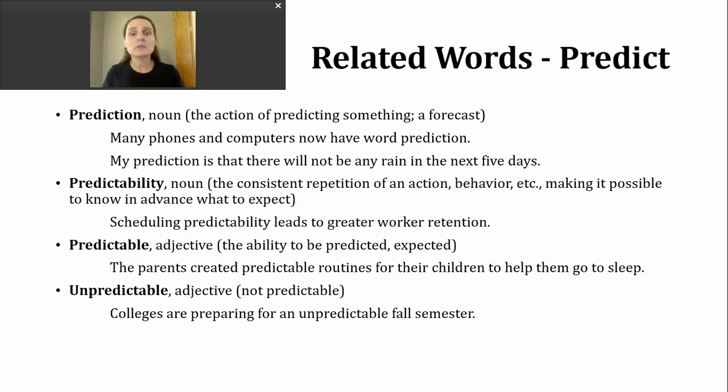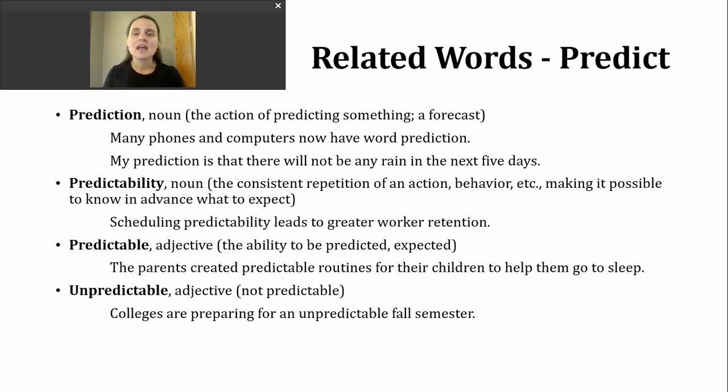Prediction could also relate to a forecast. And again, it comes back to that example about weather forecasters, meteorologists telling us what the weather is going to be like in a day, in a few days, or a week more. Here's an example. My prediction is that there will not be any rain in the next 5 days. So that might be a statement that a meteorologist uses to tell people what to expect in terms of the weather.